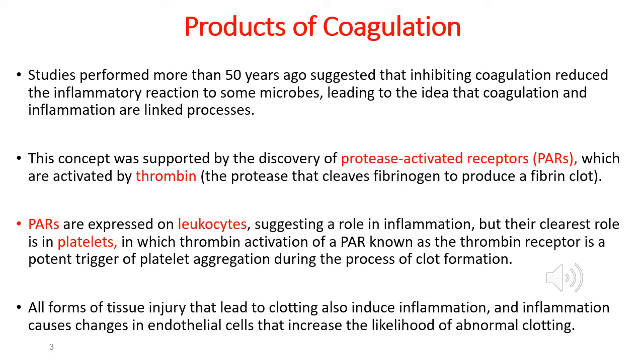PARs, which are protease-activated receptors, are expressed on leukocytes, suggesting a role in inflammation, but their clearest role is in platelets, in which thrombin activation of a PAR known as the thrombin receptor is a potent trigger of platelet aggregation during the process of clot formation. So all forms of tissue injury that lead to clotting also induce inflammation. And so they are very much correlated to each other, and inflammation causes changes in endothelial cells that increase the likelihood of abnormal clotting. So in the next few slides, we'll be discussing some aspects of these products of coagulation, bearing in mind that you will have a more thorough discussion about coagulation in the hemodynamic lectures.